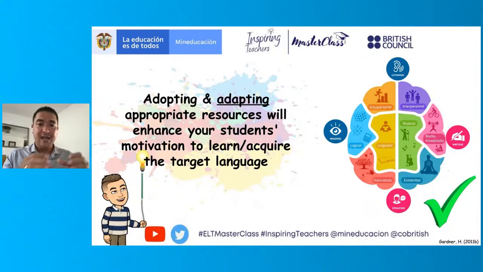And Gardner says that as English teachers, we need to implement activities and resources to have an impact on the different learning styles or the multiple intelligences. But also we teachers have to implement material to have an impact on listening, reading, writing, and speaking, the four skills, the four language skills.